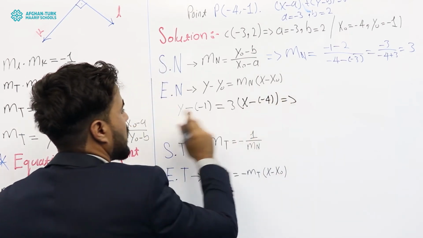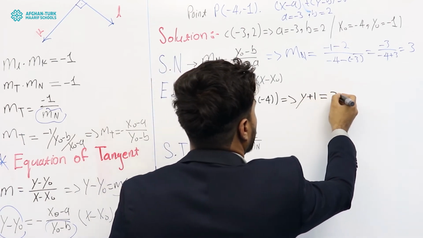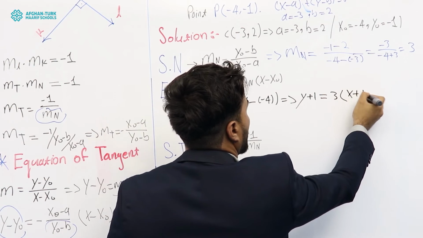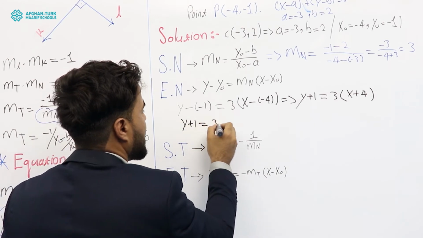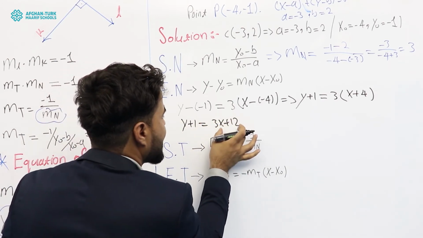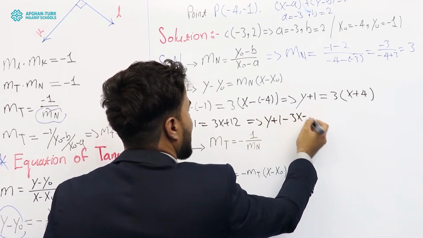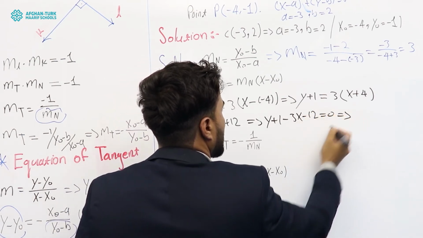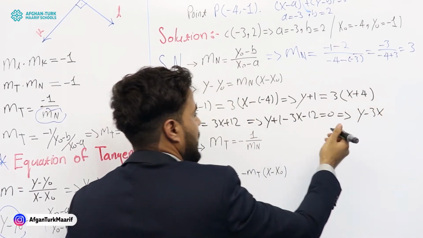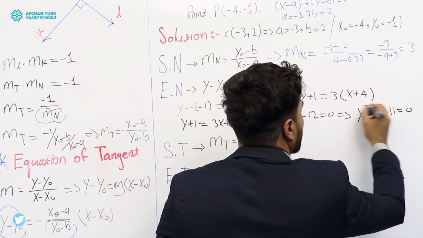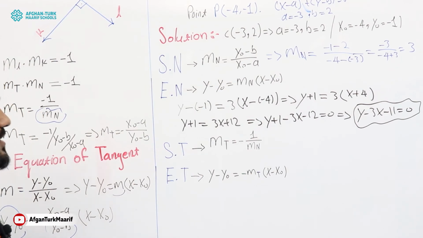So let's simplify this equation. Y minus minus 1 is equal with plus 1, equal with 3 times x plus 4. So let's simplify it a little more. Y plus 1 is equal to 3x plus 12. So let's bring these two to the left side. So we will get y plus 1 minus 3x minus 12 is equal to 0. So y minus 3x and 1 minus 12 is equal to minus 11, equal to 0. This one is equation of normal of that circle. So now let's find equation of tangent of that circle.